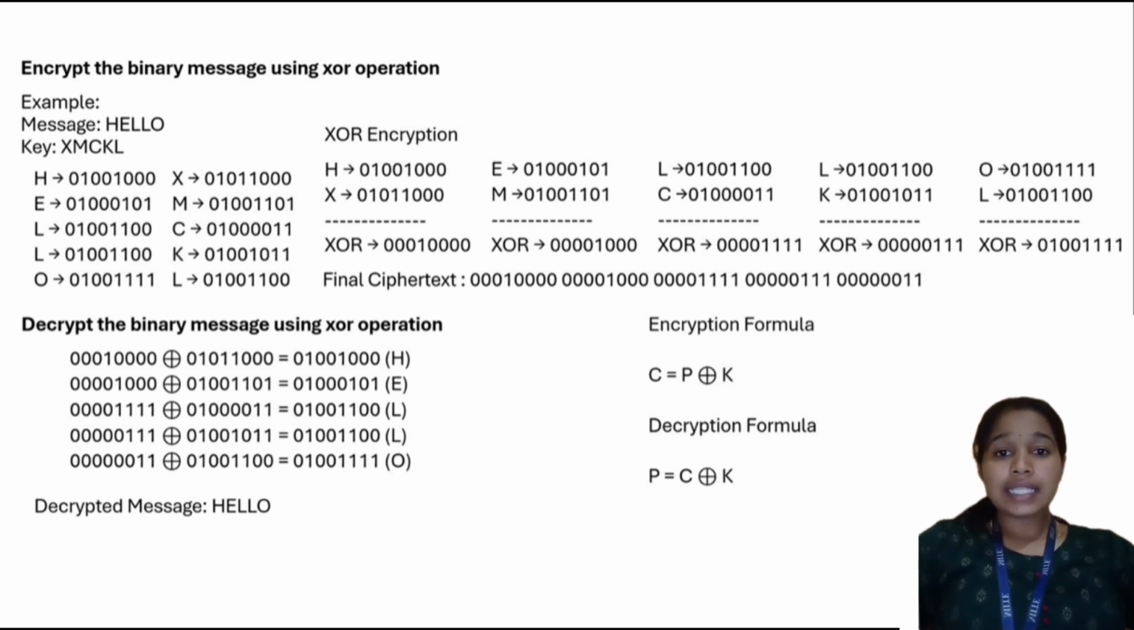Now let's see decryption. To get back the original message, we again apply the XOR operation between the ciphertext and the same key, and because XOR reverses itself, we get back HELLO. So finally, we recover the original message hello perfectly.